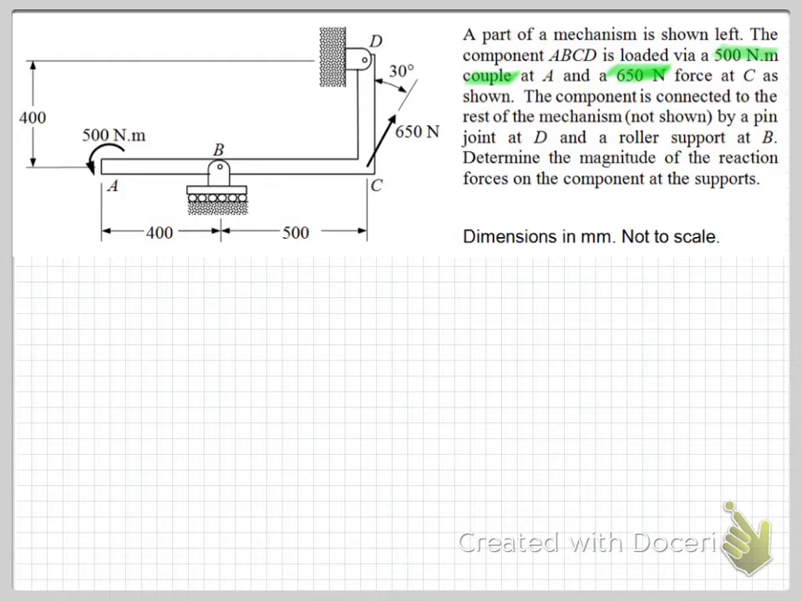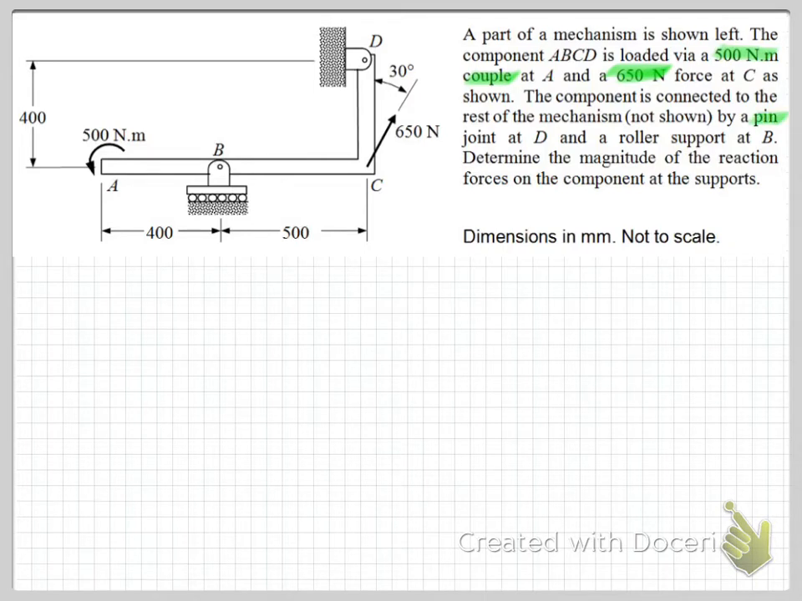And we're told that the component is connected to the rest of the system, or the rest of the mechanism, which is not shown, by a pin joint at D, so up here. So we have our pin joint here, D, and we've also got a roller support at B here. Understanding these types of supports is important for when we draw our free body diagram in a minute. So let's go over here and highlight that information.